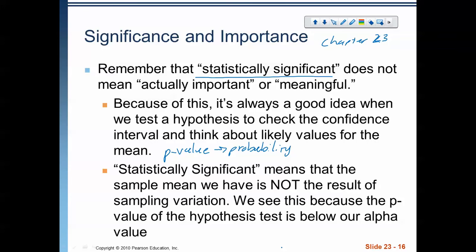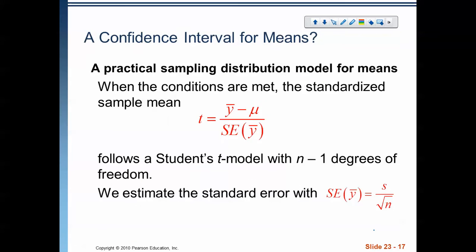So statistically significant just means we found a p-value below the alpha value. That is it. There's no other meaning to it. It simply means that we have decided that it is not the result of sampling variation. It is beyond that. It means there's evidence that the null hypothesis is not true. So, with that being said, let's move on and talk a little bit about confidence intervals.